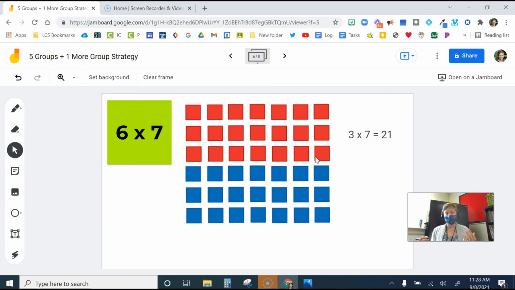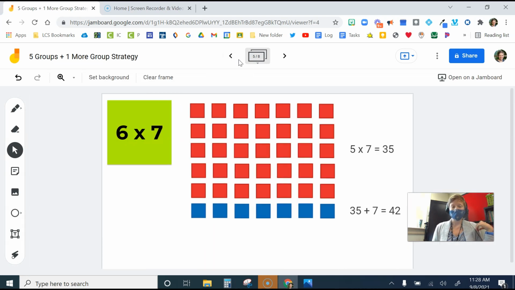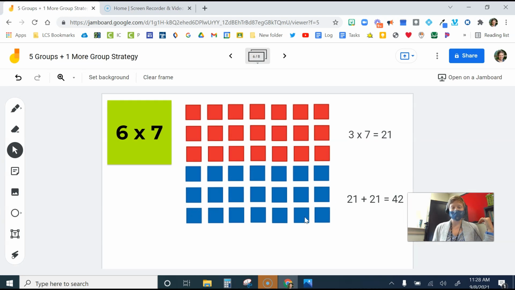I could use that thinking about 3 groups of 7 and then doubling it if I wanted to on this one. So 3 times 7 is a fact that I know. That's kind of like thinking about half of this array. So these red blocks are 3 times 7. 3 groups of 7 is 21. And then if I want to double that and add in this same set of blue squares down there, I could just think about 21 plus 21 to get me 42. So this is the same array. I'm just thinking about it here like 5 groups plus 1 group, or thinking about it like 3 groups and doubling that. Whichever strategy you like better, you should definitely use that one.